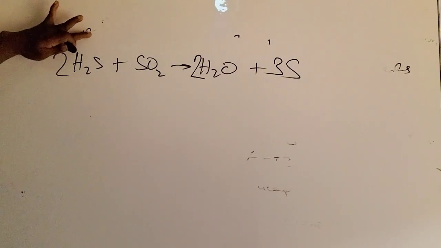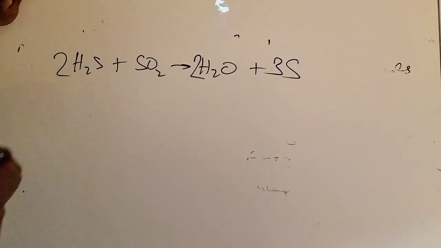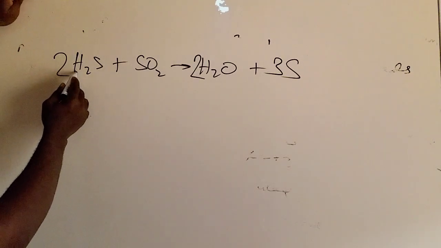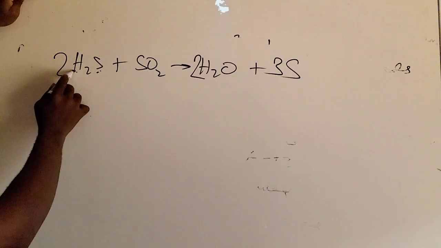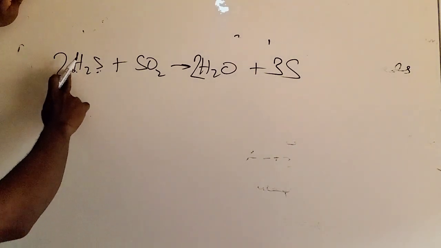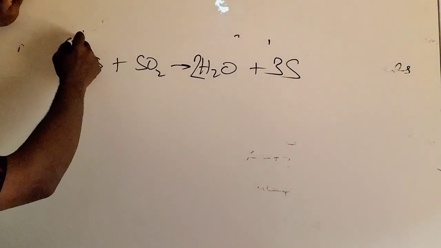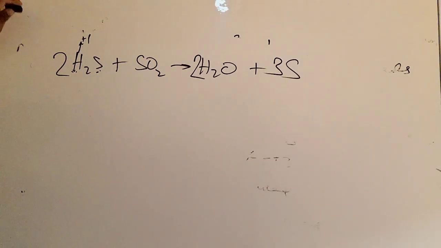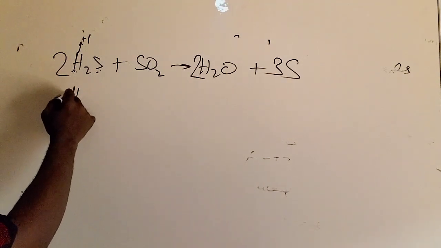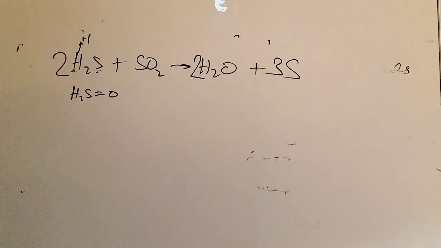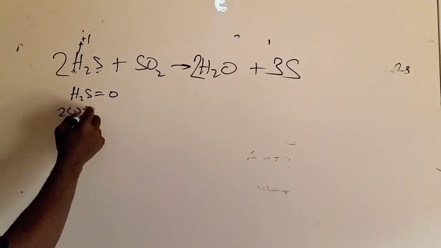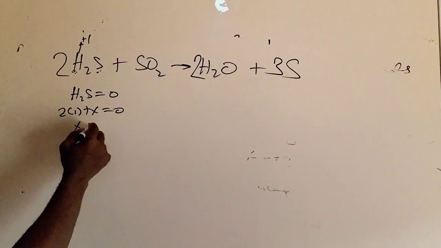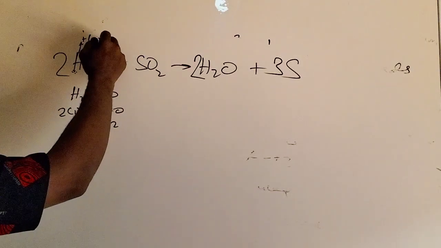Look at it. In compounds of hydrogen, where hydrogen is bonded to a non-metal, or especially when hydrogen is the first element in a compound, we give it an oxidation number of +1. Then you may not know that of sulfur. If you're not sure of that of sulfur, you equate the compound to 0 and calculate sulfur. Since you know this one, 2 times 1, call sulfur S, equal to 0, S equals -2. So sulfur here is -2.